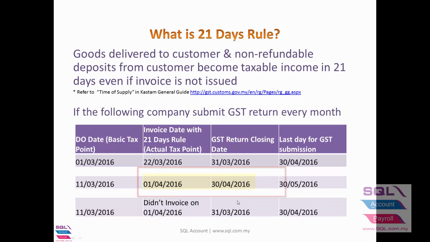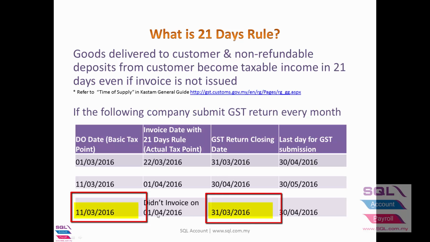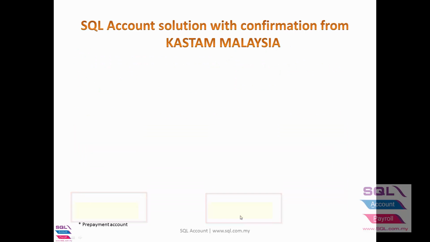The third scenario will become more complex. DO is issued on the 11th of March, but the business owner did not issue an invoice when it's supposed to be. From the Customs point of view, because there is no invoice date to refer to, they will go back to the basic tax point of the DO date for tax calculation purposes. Because DO now is in March, no invoice, therefore the GST return will be in March.